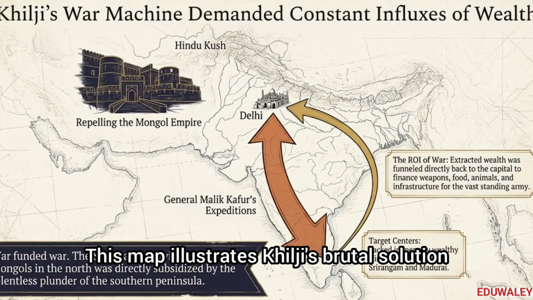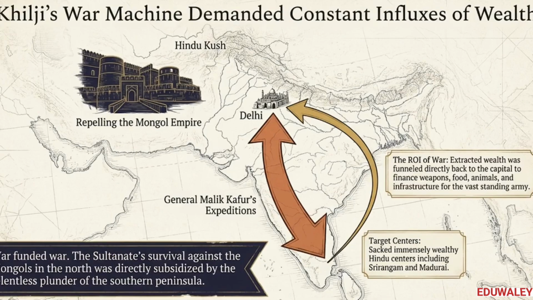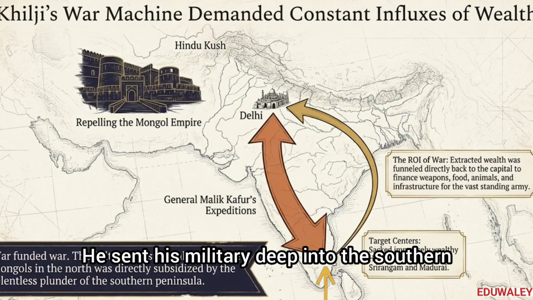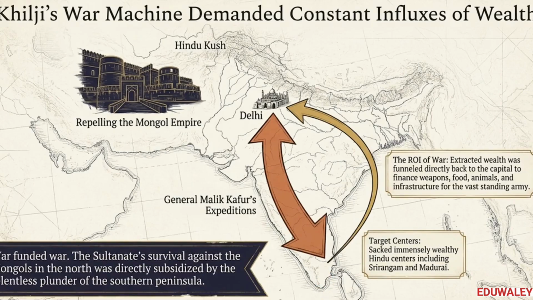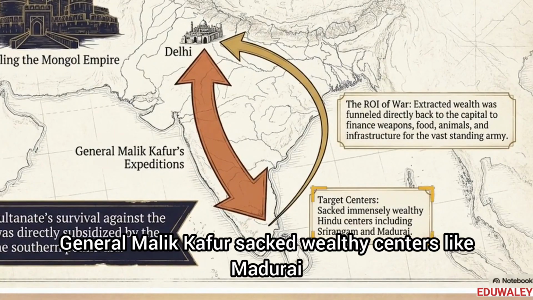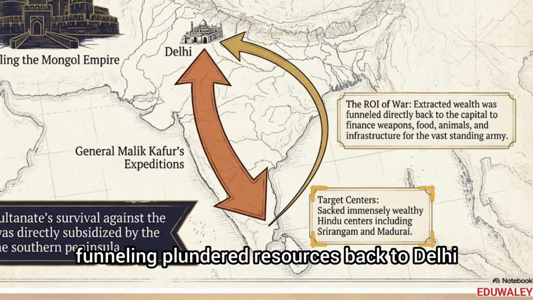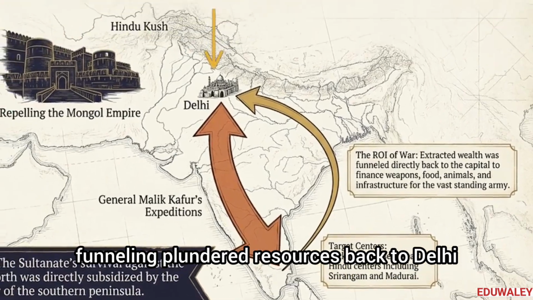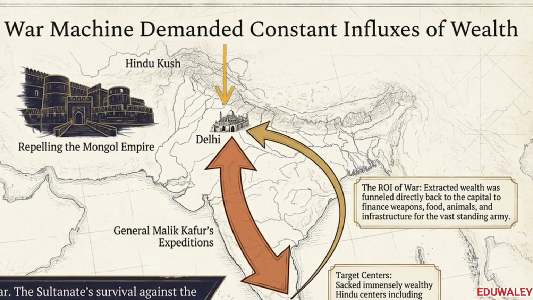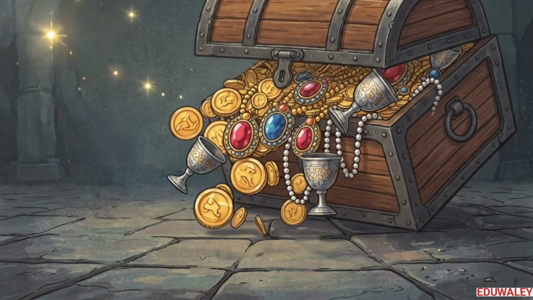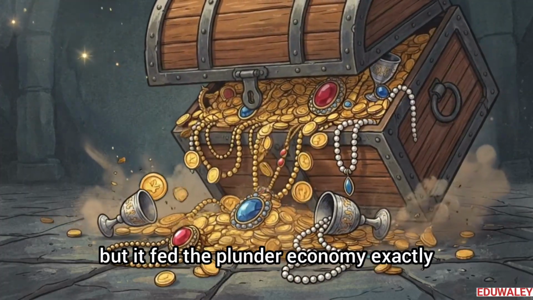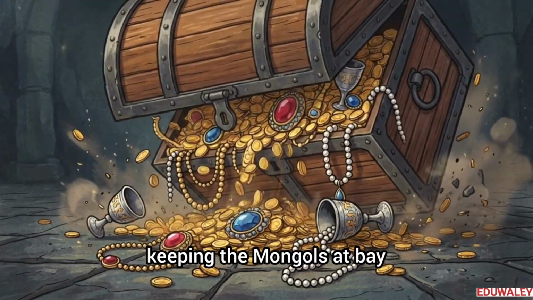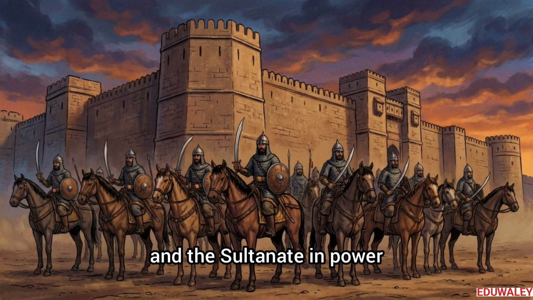This map illustrates Khilji's brutal solution. He sent his military deep into the southern peninsula to strip wealth from rich regional centers. The arrows show the loop. General Malik Kafur sacked wealthy centers like Madurai, funneling plundered resources back to Delhi to pay the northern army. War directly subsidized war. Khilji's strategy was violent, but it fed the plunder economy exactly what it demanded, keeping the Mongols at bay and the Sultanate in power.